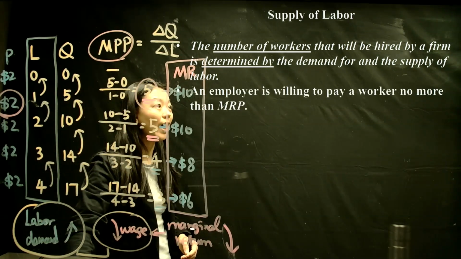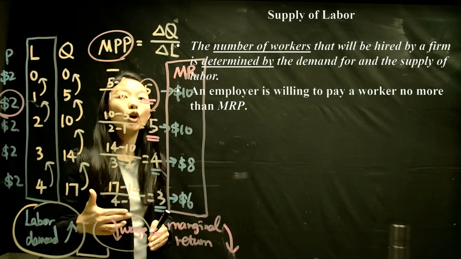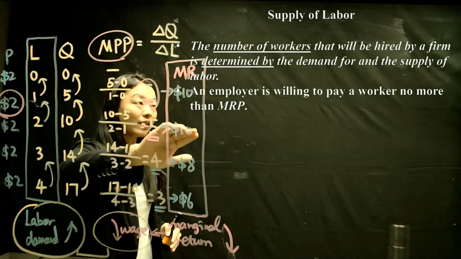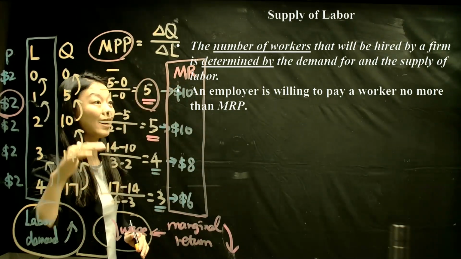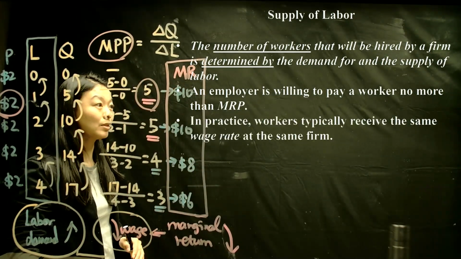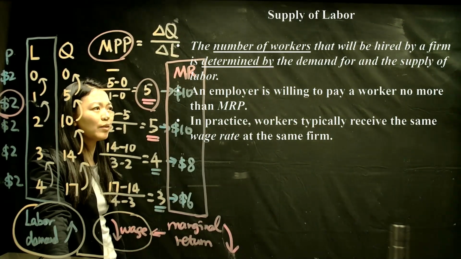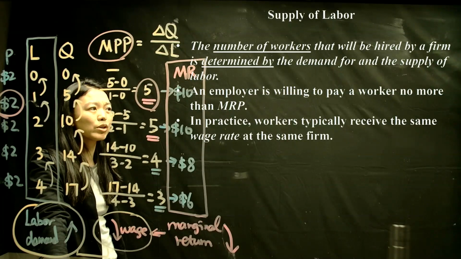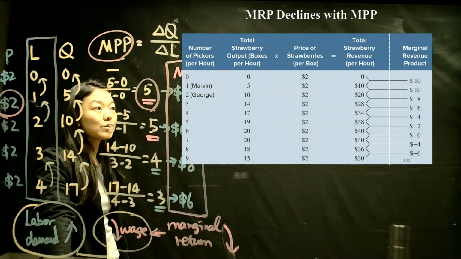So this is why an employer is willing to pay workers no more than the marginal returns. Marginal returns set the upper limit of the wages. In practice, we know that workers typically receive the same wage rate in the same firm, but we can still see differences.